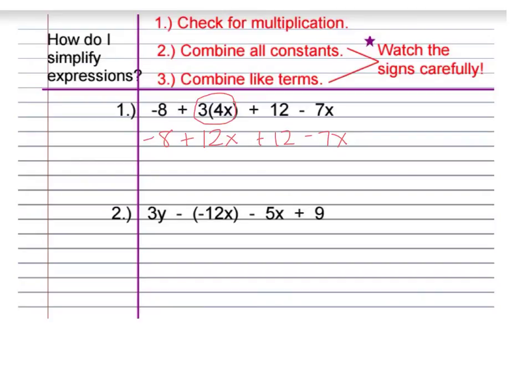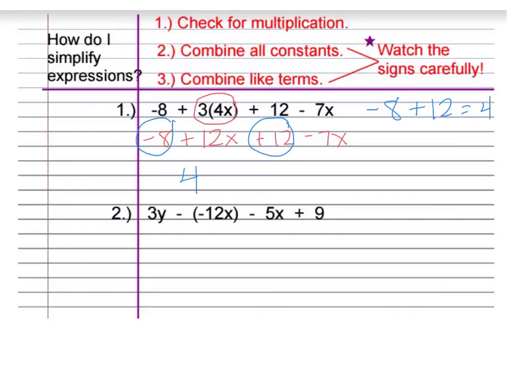Now we combine our constants. Remember, a constant is a number without a variable. So that's negative 8 and positive 12. How do I know that's negative 8? Because the sign in front of the 8 is negative. How do I know that's positive 12? Because the sign in front of the 12 is a plus, meaning it's positive. So I combine negative 8 plus 12, and I get 4. So I have 4.